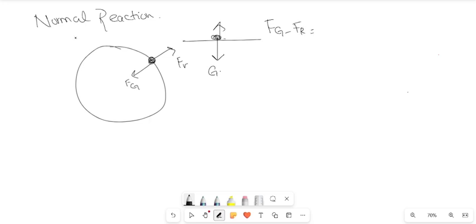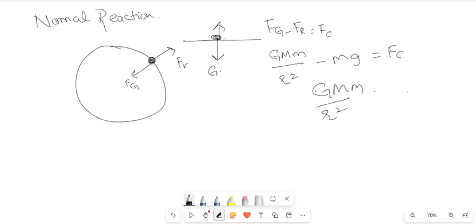The centripetal force, because centripetal force is the resultant force, so Fc. I can just say Fg is GMm over r squared. Fr is the sensation of weight, right? And what's our weight? mg equals centripetal force. In most cases this is so insignificant we can even ignore it, and just say GMm over r squared equals the centripetal force. That was the entire point.